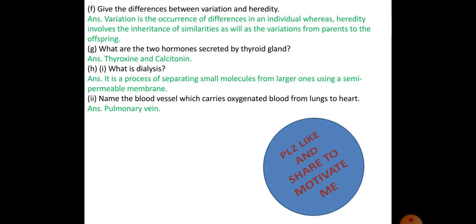What is dialysis? It is a process of separating small molecules from larger ones using a semi-permeable membrane. Name the blood vessels which carry oxygenated blood from lungs to heart, that is pulmonary veins.